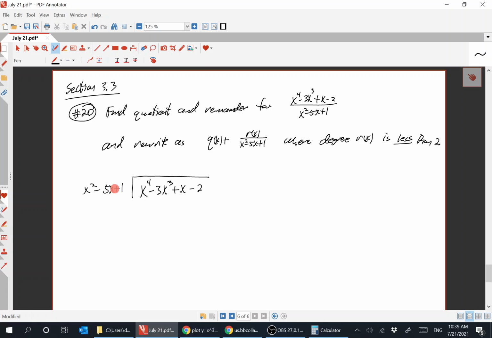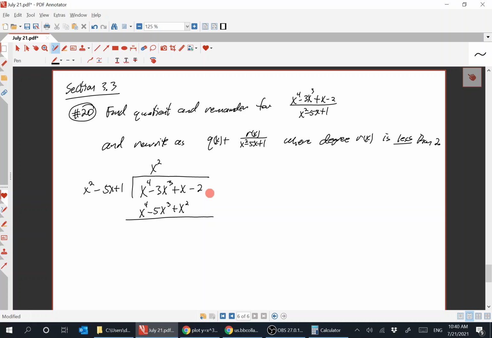And the first term in the quotient: what do I need to multiply x squared by to get x to the fourth? It's just x squared. So then I multiply x squared by that. So I get x to the fourth, minus 5x to the third, plus x squared. And I'm going to subtract this now.